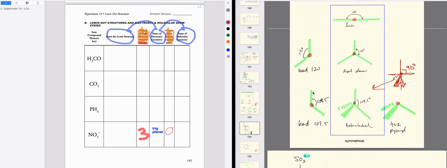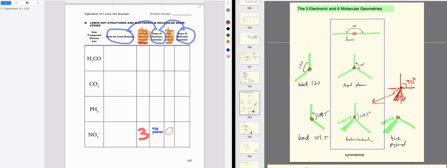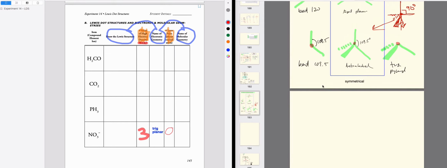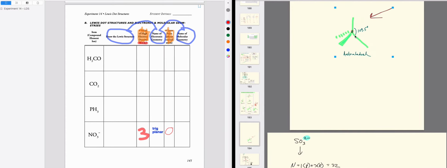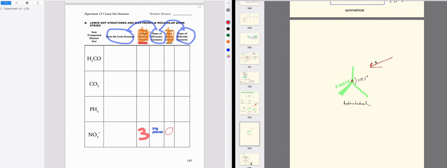I need another worksheet here. Hang on, let me do this. Okay, so I'm going to take this tetrahedral and we're going to work with water here just for a second. Okay, not bad, not bad.